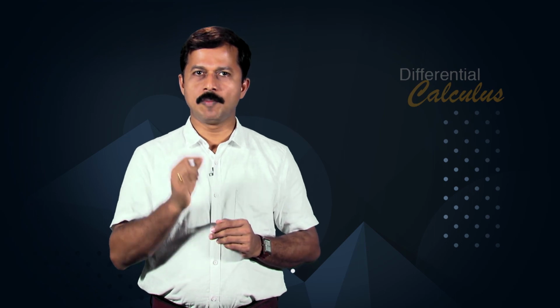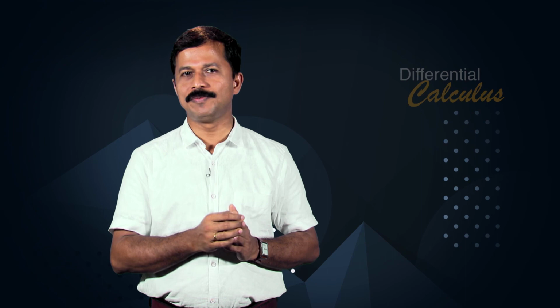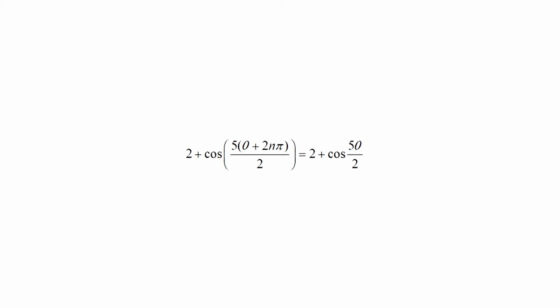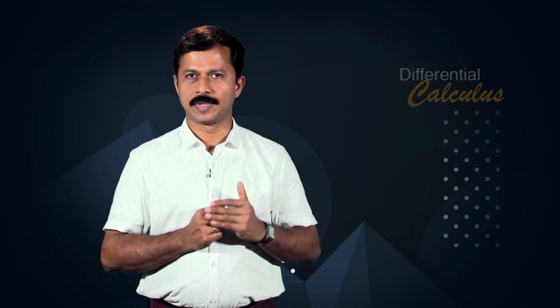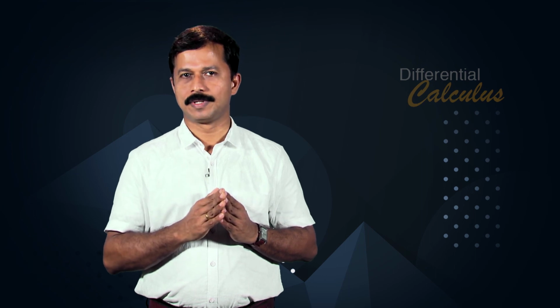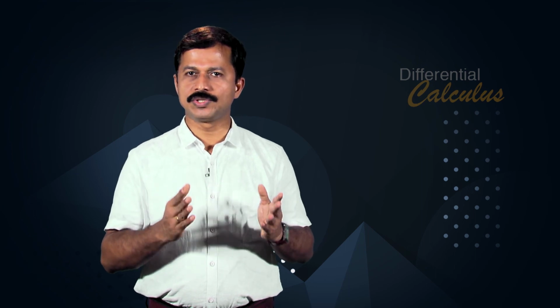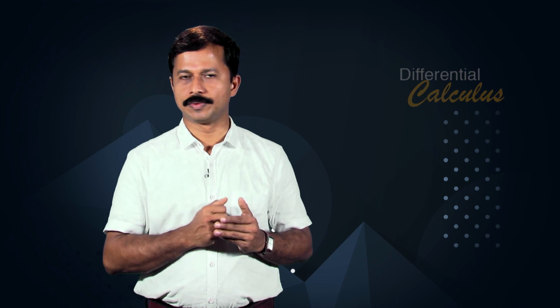Algebraically, this amounts to finding the smallest positive integer n such that 2 plus cos of 5 theta plus 2n pi by 2 is equal to 2 plus cos 5 theta by 2, or cos of 5 theta by 2 plus 5n pi is equal to cos 5 theta by 2. For this equality to hold, the quantity 5n pi must be an even multiple of pi. The smallest n for which this occurs is n is equal to 2.